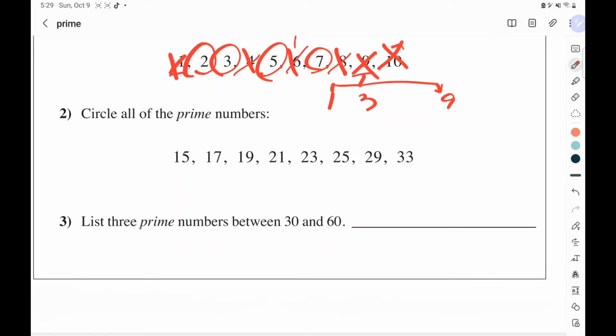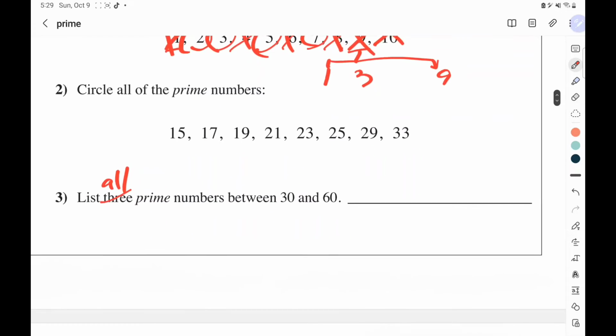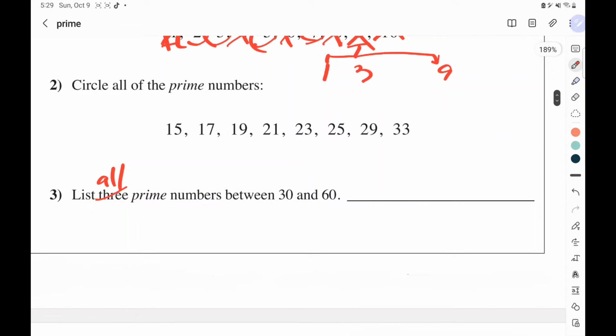All right, let's change it into all. List all prime numbers between 30 and 60. Now, remember, the first thing that we need to do is to eliminate the numbers that are even and also the numbers that are multiples of 5 and also the double numbers. All right, those are the first things that we need to do.